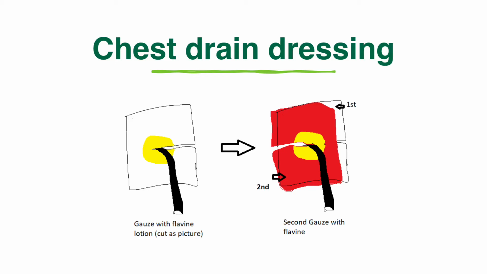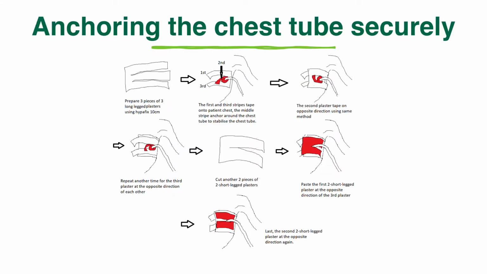First, cut two gauzes with two legs, as shown in the pictures on the left. Then, cover the gauzes overlapping each other at the chest drain insertion site, as shown in the pictures on the right. Now, anchor the chest tube securely.